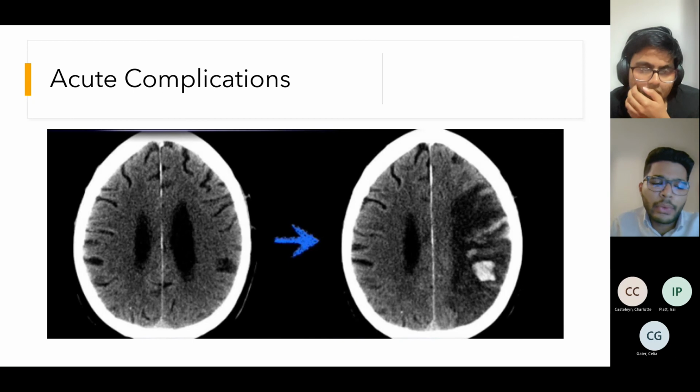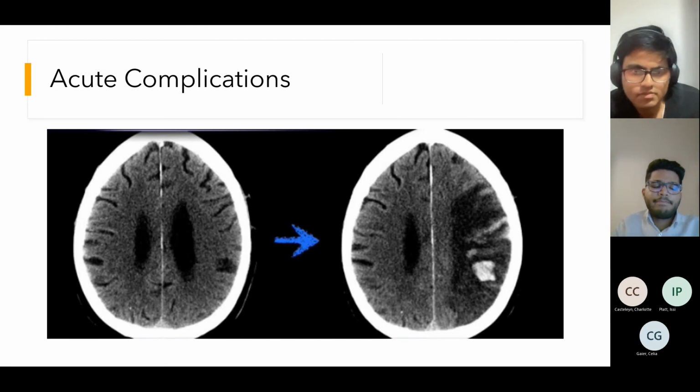Any idea what's gone on here? Now, this is a bit of a tricky one. The left is when the person came into hospital, and the right is 1 day after.